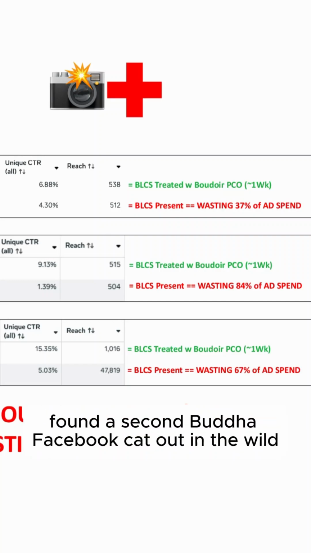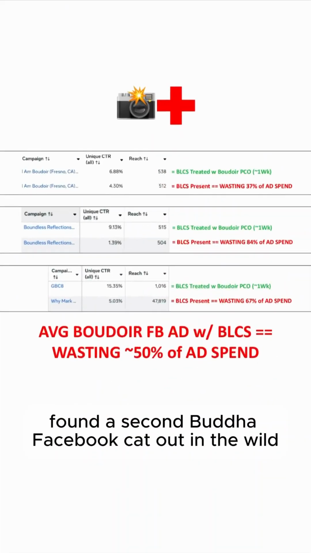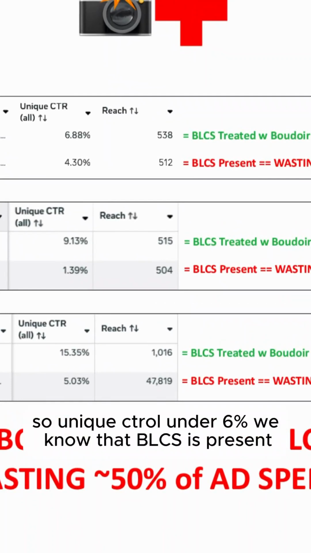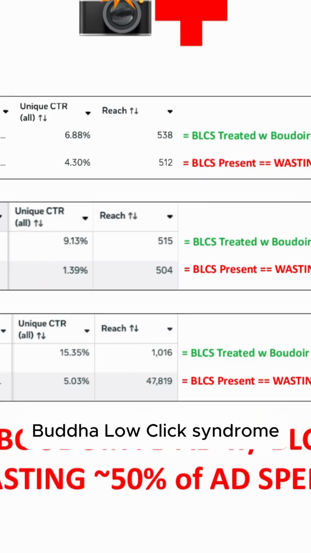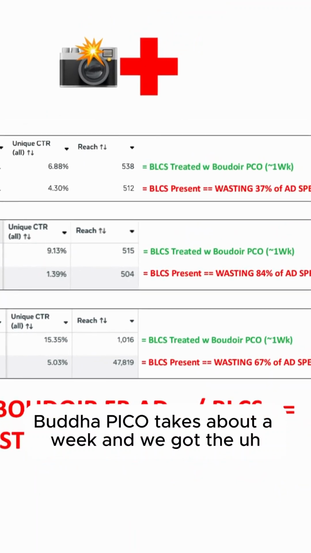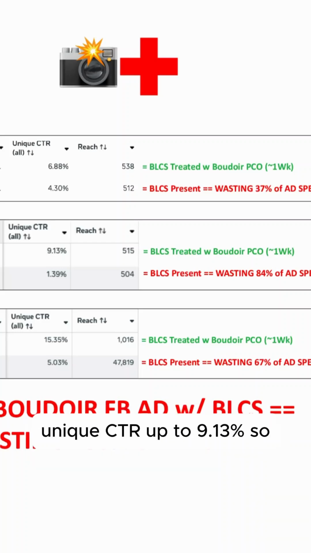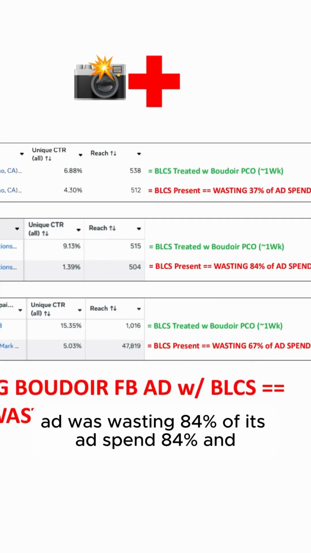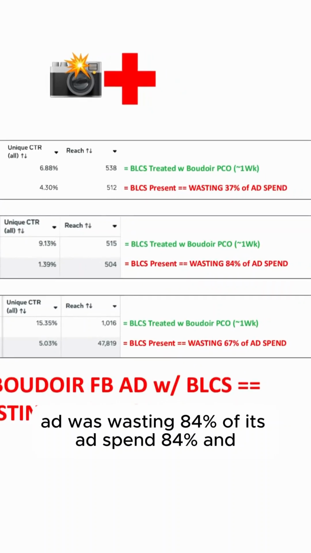Second part of my residency, we found a second Boudoir Facebook ad out in the wild, brought it to the hospital, tested it, and found its unique CTR is 1.39%. So unique CTR under 6%, we know that BLCS is present, Boudoir low click syndrome. But we've got the treatment though. Boudoir Pico takes about a week, and we got the unique CTR up to 9.13%. So we found out the original Boudoir Facebook ad was wasting 84% of its ad spend. 84%.